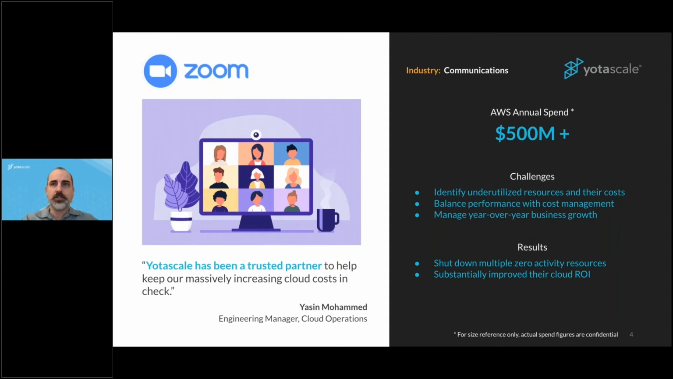And finally, managing year-over-year business growth. They wanted to make sure that they're doing things in a way that is sustainable and in terms of long-term planning, not just sort of jumping on whatever's a hot issue right then and having a lot of context switching for their engineers. So after working with Yotascale, what are some of the results here?